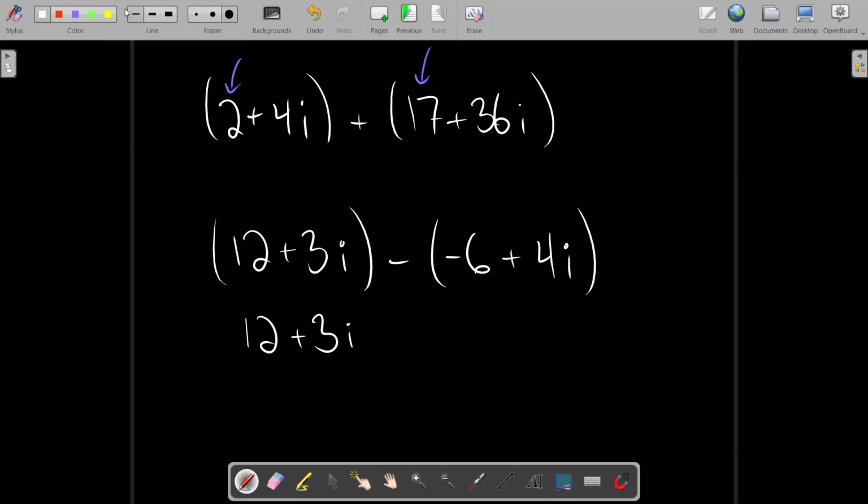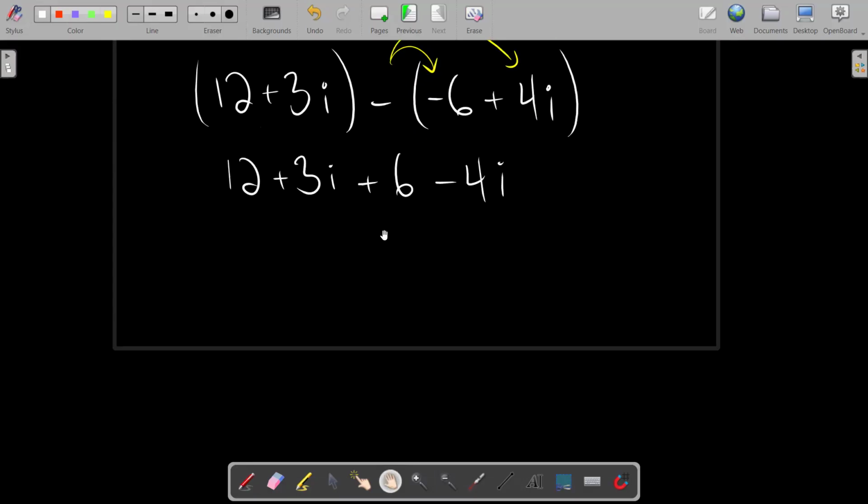And then let's go ahead and take that minus sign just like we always have ever since I met you in Algebra 1, and let's distribute it through. Give it a little bit of respect. It becomes a plus 6 and a minus 4i. You don't have to do that with a plus, but with a minus, that's what I would do.